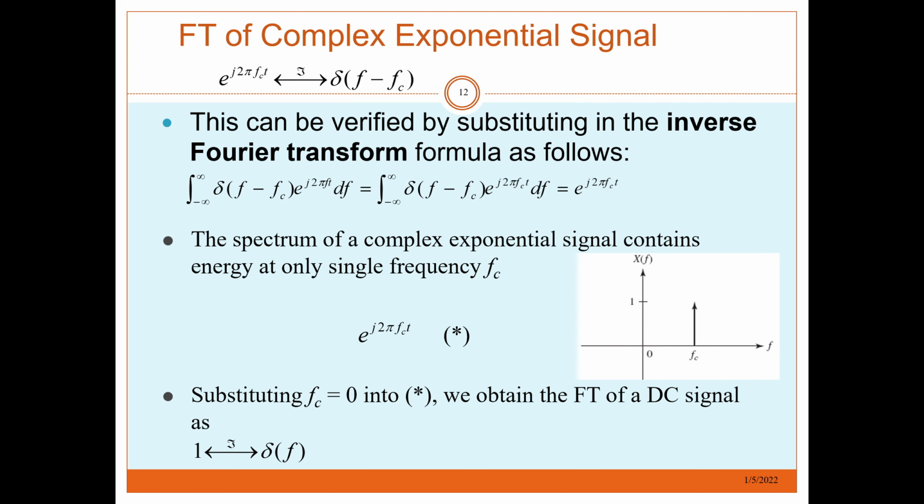Alright, so the next popular signal will be the exponential signal. We will convert the signal to a function F, delta f minus fc. So this means that if we have an exponential function, in the frequency domain it will become a delta. This is a delta function located at fc, which depends on e to the j 2 pi fc t.